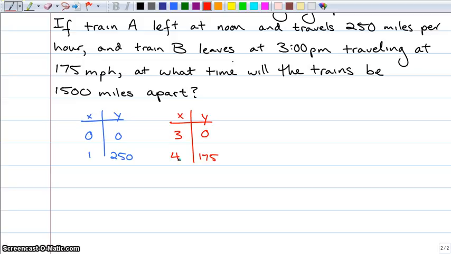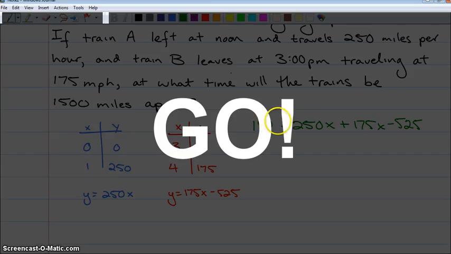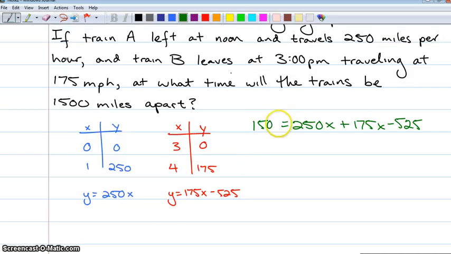You're going to end up with two equations. If you go ahead and fill it out the same way that we did last time, you're going to end up with the equation that says y equals 175x minus 525 for train B. Train A is going to be y equals 250x. So the last thing that you need to do on this problem is actually add your two equations together and say it has to equal 1,500. That's how far apart they're going to be.